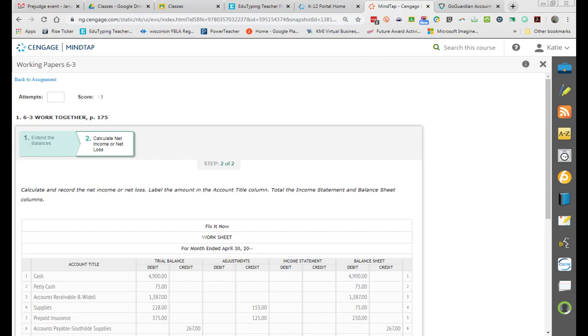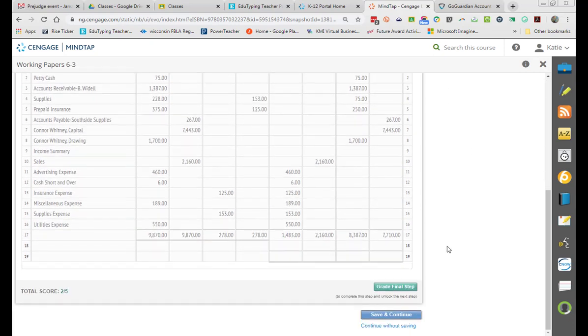Okay, step 2. This is where I figure out whether or not I've made money or lost money. If I look at these numbers right here, the whole point, income statement column, my revenue is bigger than my expenses. Do you see that? My revenue is $2,160. My expenses is $1,483. Is that 3 or 5? 3? This one's bigger. Agreed?